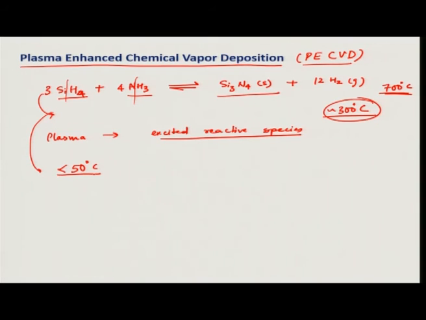This has one added benefit. We do not need to keep our substrate at high temperature. If my substrate is at high temperature for the reaction, then we also have temperature related modifications in the surface or in the growing film. Suppose I have some previous processes or thin films which I do not want to expose to high temperature. So, if we can lower the temperature, we will benefit from that.